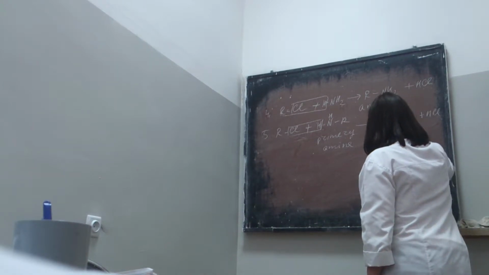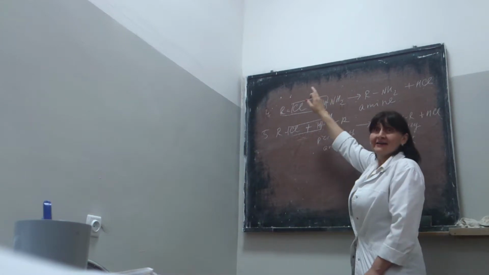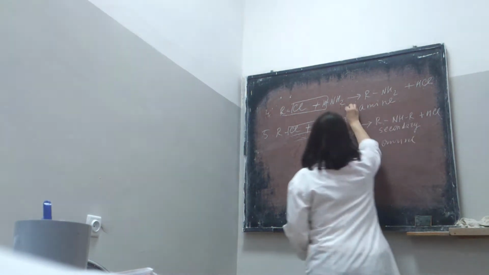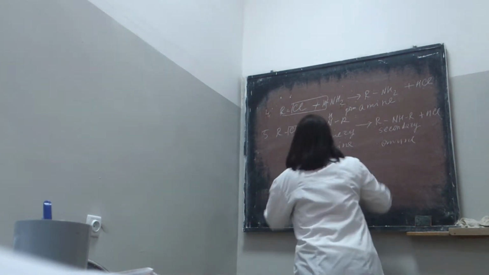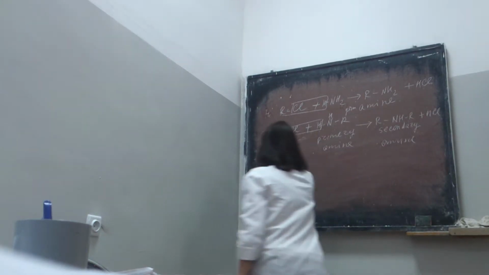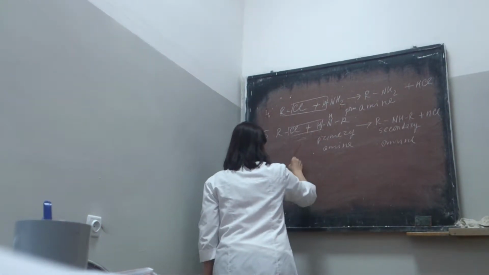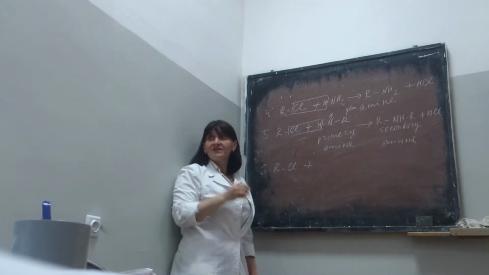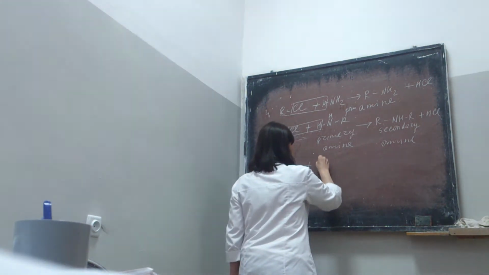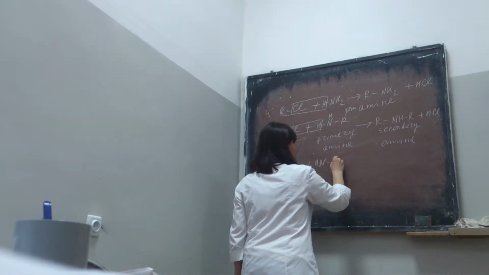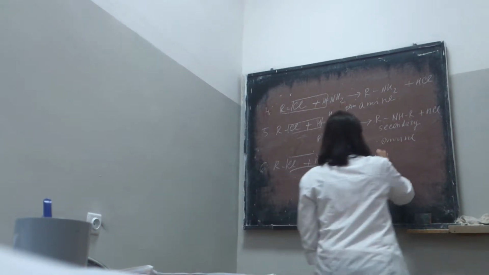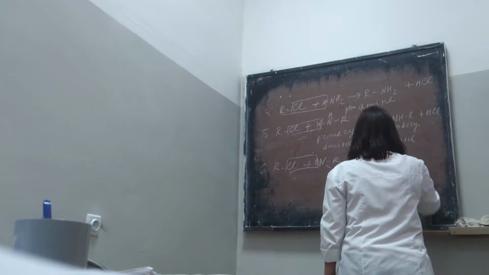Once again, from alkyl halide and ammonia, you get primary amine. From primary amine and alkyl halide, you get secondary amine. From alkyl halide and secondary amine, you get tertiary amine. So, N, H, R, and R. You get tertiary amine, R, N, R plus HCl.